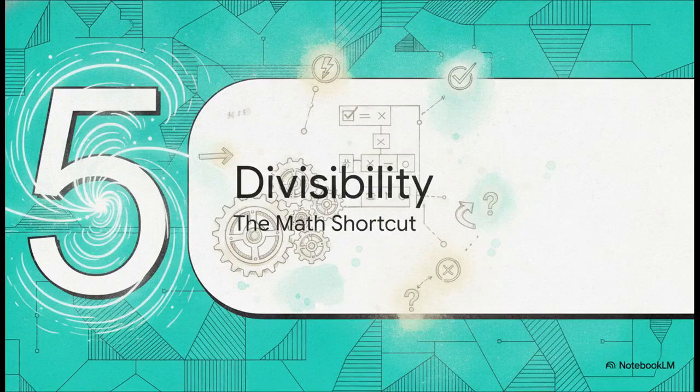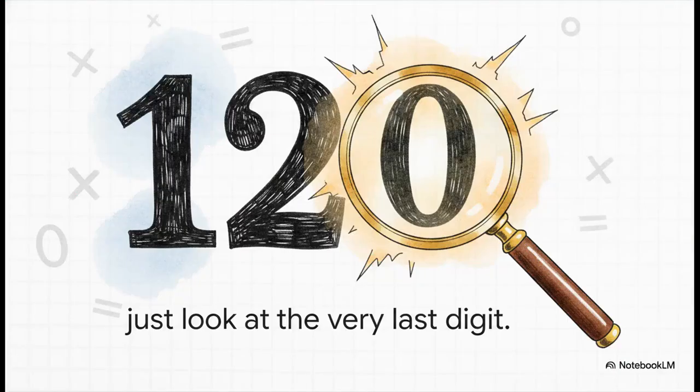And finally, we arrive at Section 5, Divisibility, the math shortcut, or the cheat code, if you will. Now, what's really interesting about this slide is how brilliantly simple these rules actually are. Divisibility shortcuts let us instantly know if a number can be perfectly divided by another without ever bothering with long division. Today, we're looking at the rule of 10.